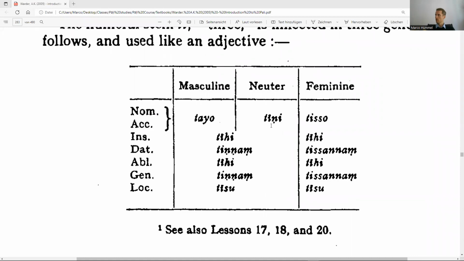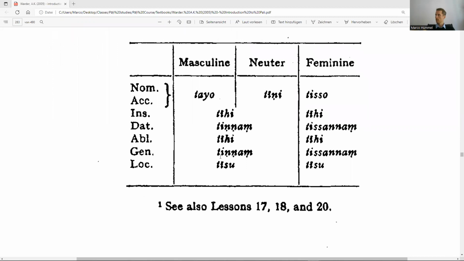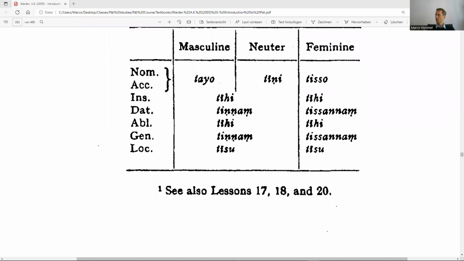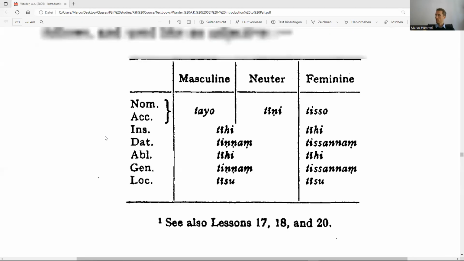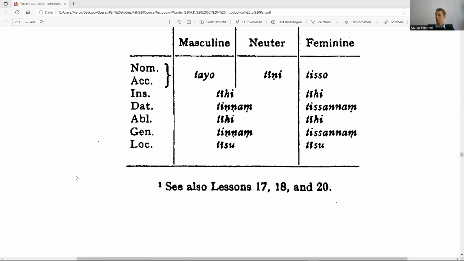We have tayo, tīṇi, tisso, instrumental tīhi, dative tinnaṃ and tissannaṃ, ablative tīhi, genitive tinnaṃ and tissannaṃ, locative tīsu. By the way, if this is difficult to read, then have a look at the Anki folder in which I've written down this as well as all the following numbers.